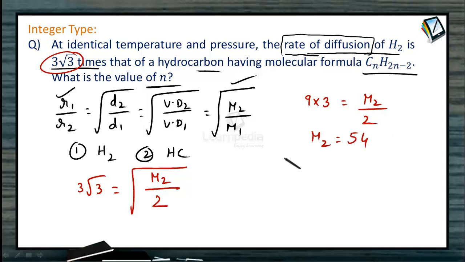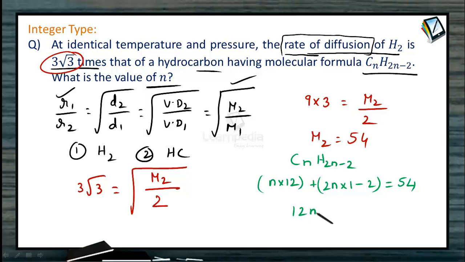And here the general formula is given as CnH2n minus 2. So the molecular mass of this particular hydrocarbon is given as 54. It means n into atomic mass of carbon, that is 12, plus 2n into 1, that is the atomic mass of hydrogen, minus 2. This value is totally equal to 54. That is the meaning of molecular mass of 54. So 12n plus 2n minus 2 is equal to 54. On further solving, we get n is equal to 4.